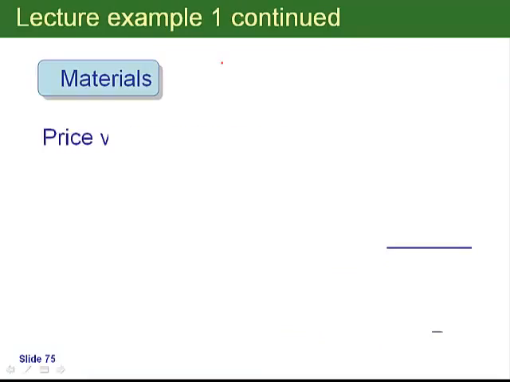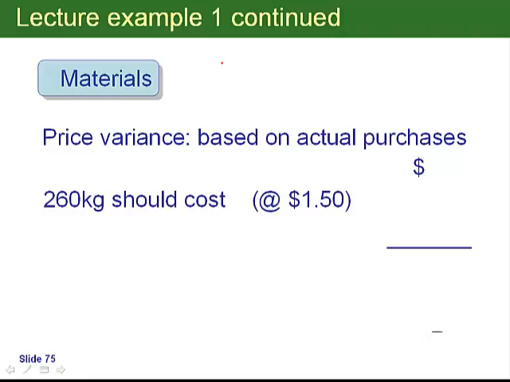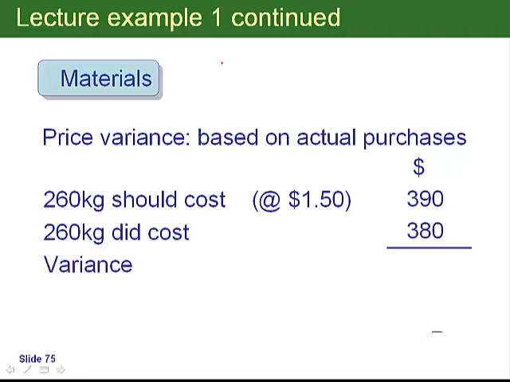We then look at our materials price variance. Remember, that is actual purchases should cost and actual purchases did cost. So the actual purchases, your 260 kilos, you want to get from the actual information, the should cost from the standard information. Make sure you pick up the rate per kilo, not the rate per meal. Compare that with what we actually spent, and you can see here that we spent 10 less than we were expecting to, so that is a favourable variance.